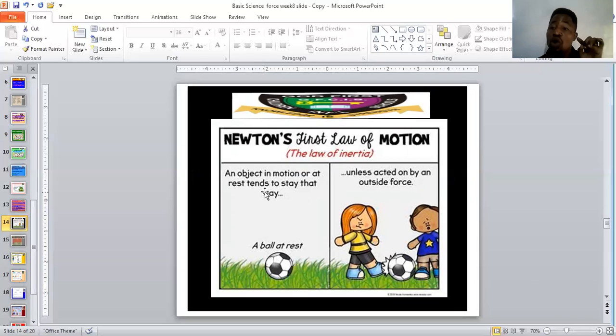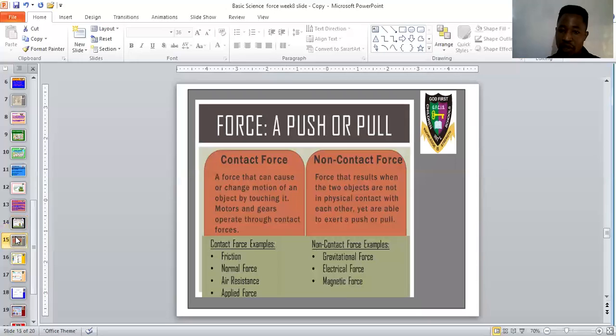But the moment someone goes there to push or exert a force on that ball, on that object, the thing will continue to move. Do you get it now? So an object in motion or at rest tends to stay that way unless acted on by an outside force. That's what that means. Let's go to the next picture explanation, which is the pull or push.